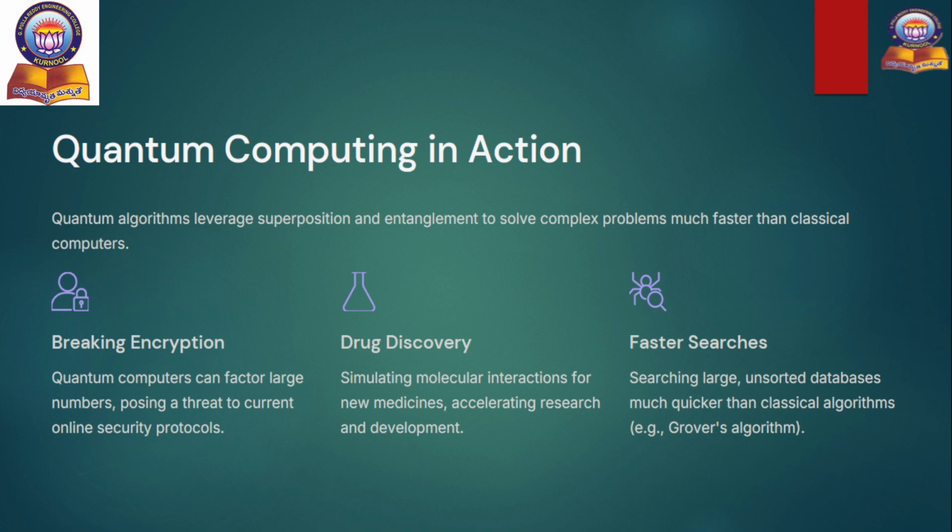Mostly online security is based on the concept of factoring. So Shor's algorithm will do it very fast, which can break classical encryption. The advantages of using the quantum algorithm are that we can break encryption, drug discovery can be done, and faster searches can be done.